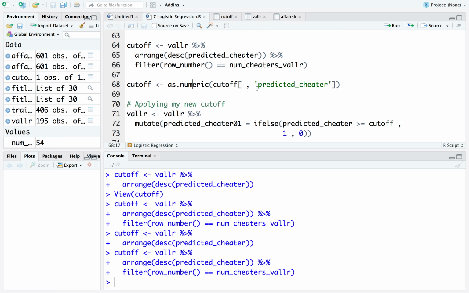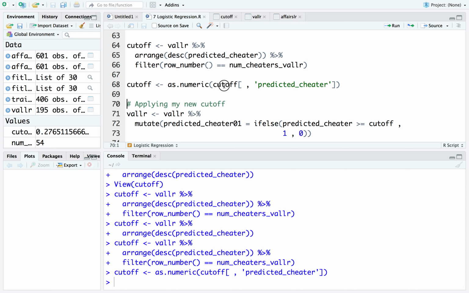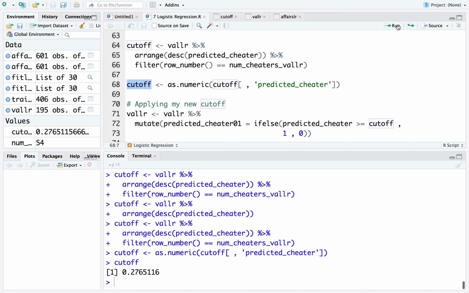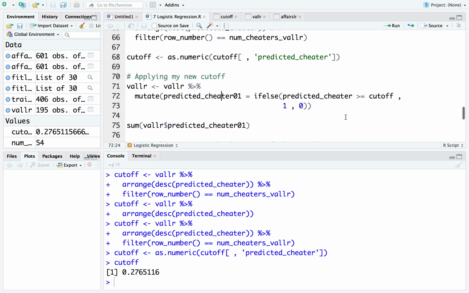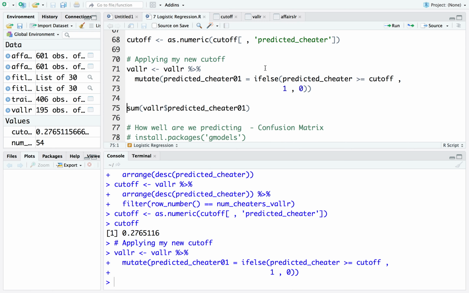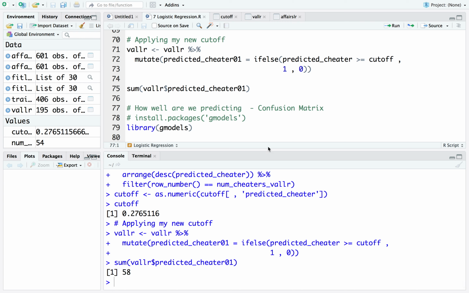So if I do this, I use cutoff, the variable predicted cheater, and I'm going to just run this. I just isolated this value. Now that I've isolated this value, I'm creating this new variable called predicted cheater 01, saying that if predicted cheater is greater than or equal to the cutoff, this value over here, I'm going to give it a 1. And if not, it's going to have a 0. So let's run this, and let's do our summary. It gives me 58 cheaters.